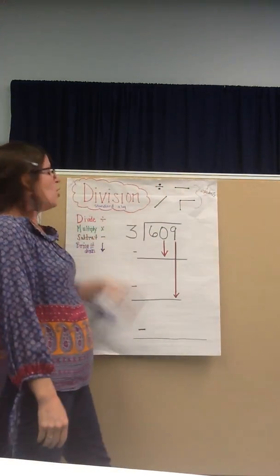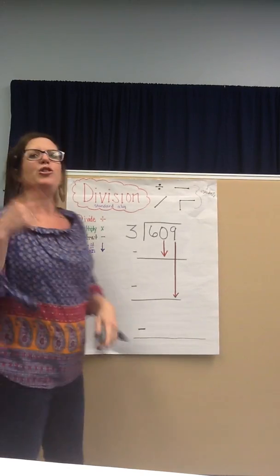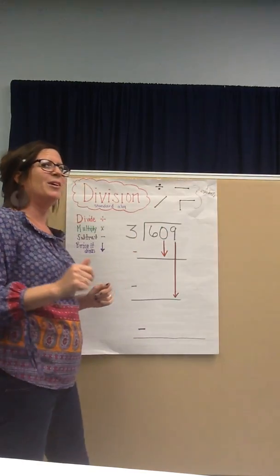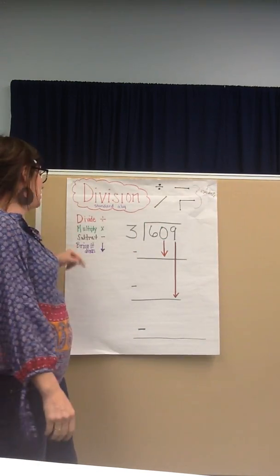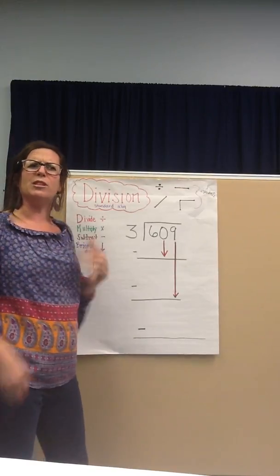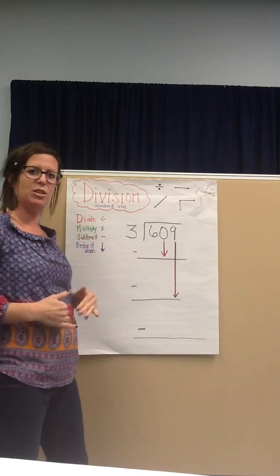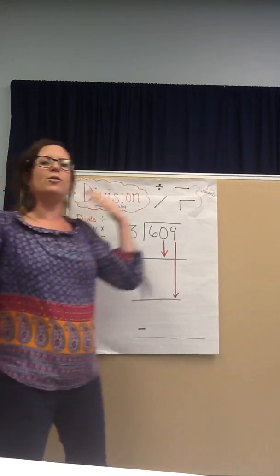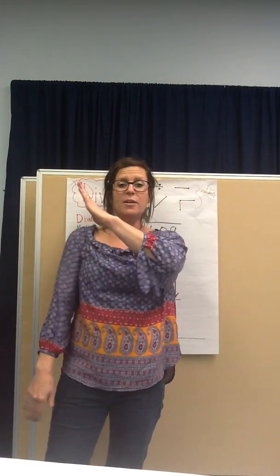But for division, we use the acronym, does McDonald's sell burgers? Does anyone know what you might use? Yes, you might say, dead monkeys smell bad. That's one. Or some people use family members. Does anyone remember an acronym you use with family members for the steps of division? Yes. Dad, mom, sister, brother, okay? All of those are fun ways for you to remember the steps of division. Divide, multiply, subtract, bring it down.